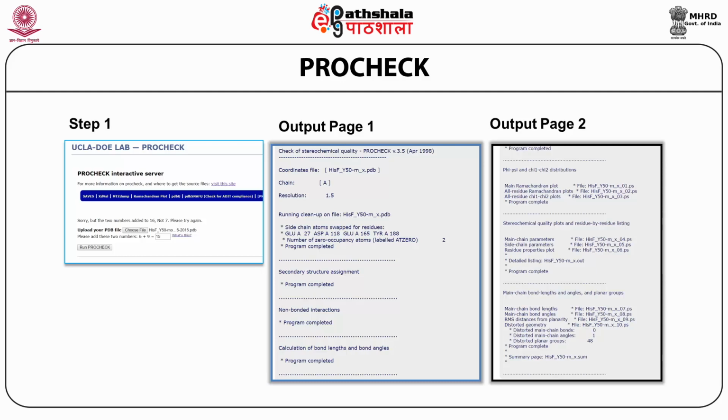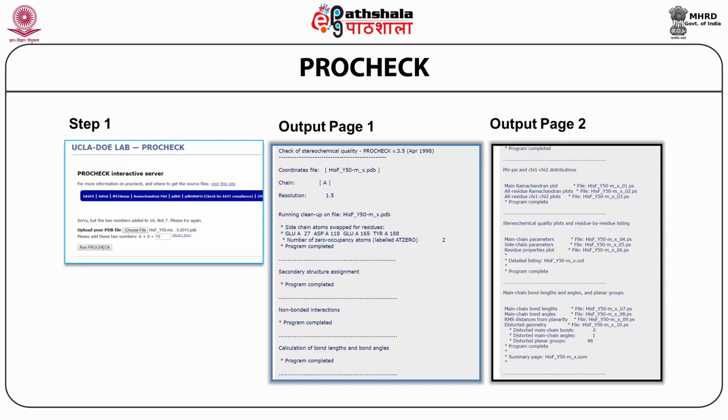Once the validation has been done, it will give you a report. Here we are seeing two reports. One is the stereochemistry quality, and the other is the files which are generated from the project. It tells the coordinate file name and the chain ID. Here we are not interested in the resolution, but if you are using a PDB file, then the resolution will be reflected if you are using a crystal structure.